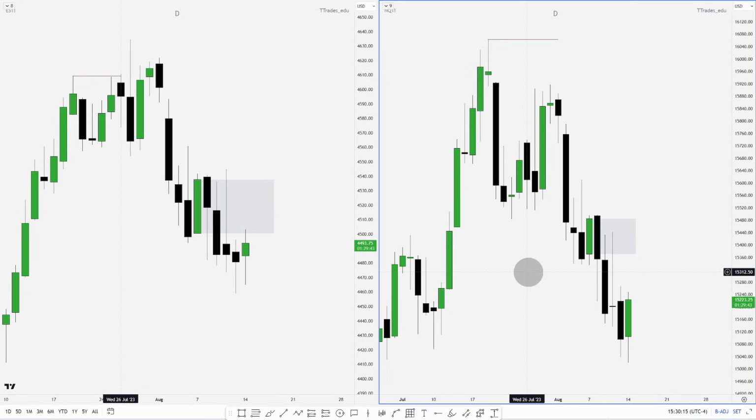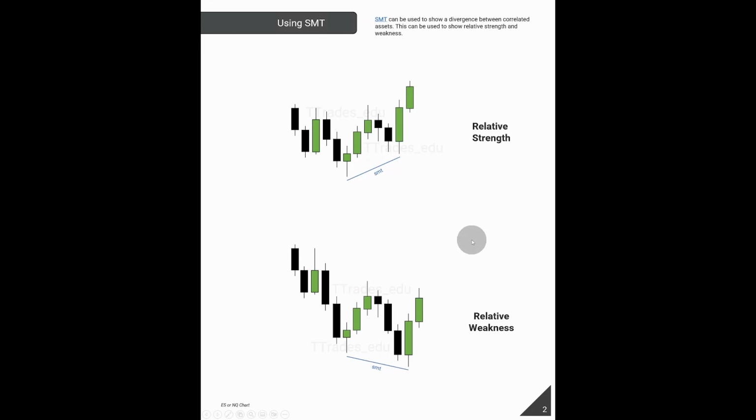So let's take a quick look at SMTs before I hop into what I have found to make relative strength and weakness easy. Now another way to view relative strength and weakness between correlated assets is to look at SMT, or divergences between those assets. Now I'll link a video right up here in the top right. However, we'll go over a quick example of what this is.